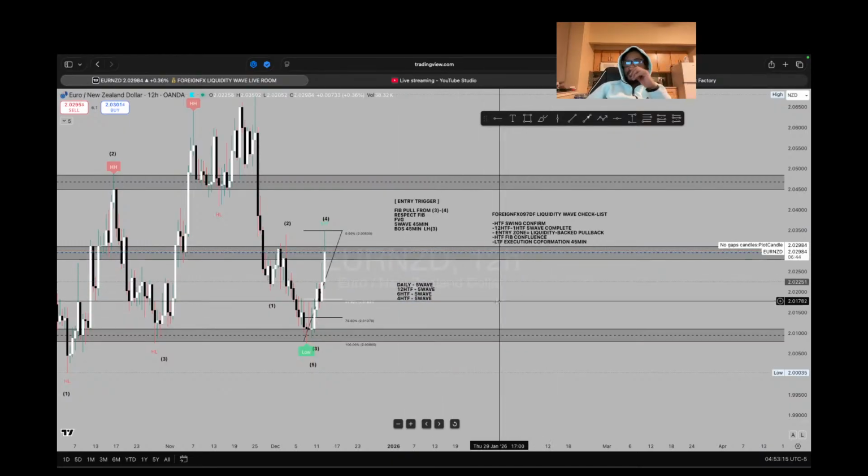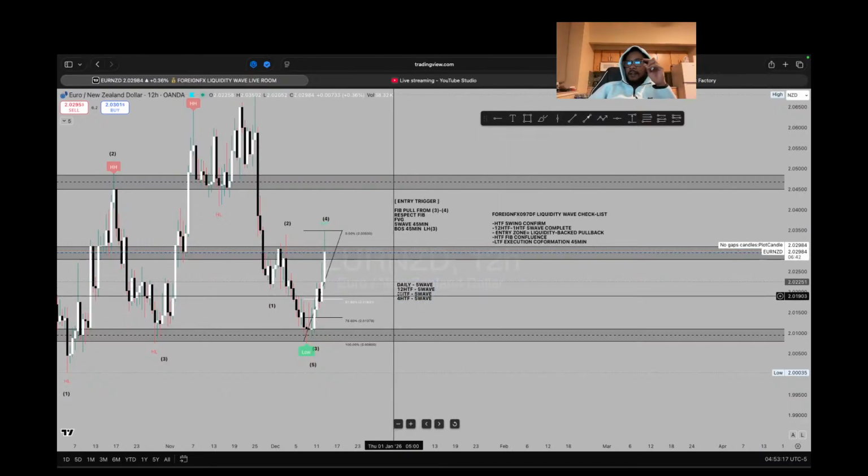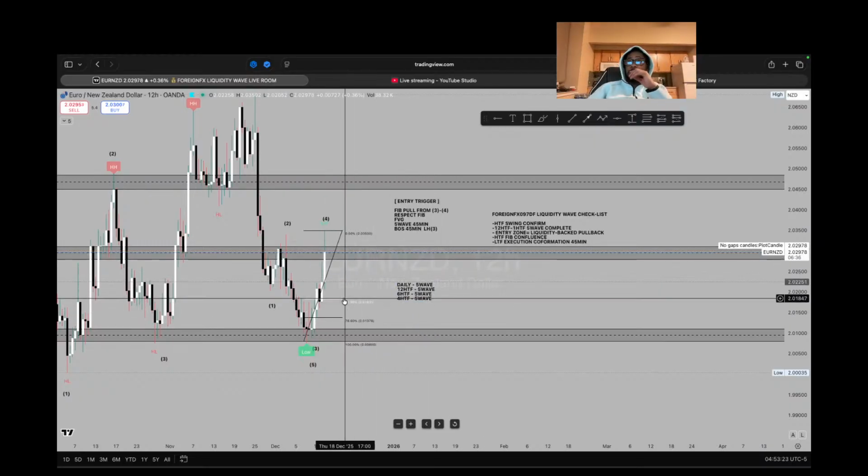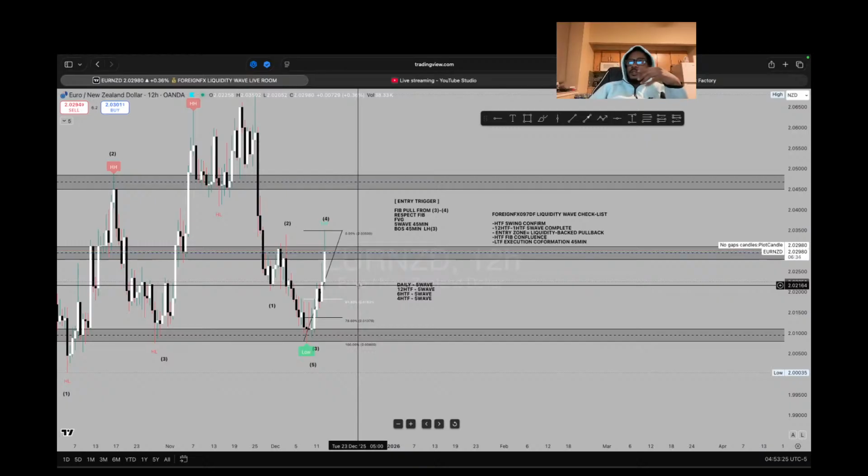So daily time frame 5 wave, 12 hour 5, 6 hour 5, 4 hour 5. Everything is just perfect on this. So the new structure, which is the current week we are in, I don't know if I did highlight. So it's December the 15th to December the 19th. That's the new week we're in right now.